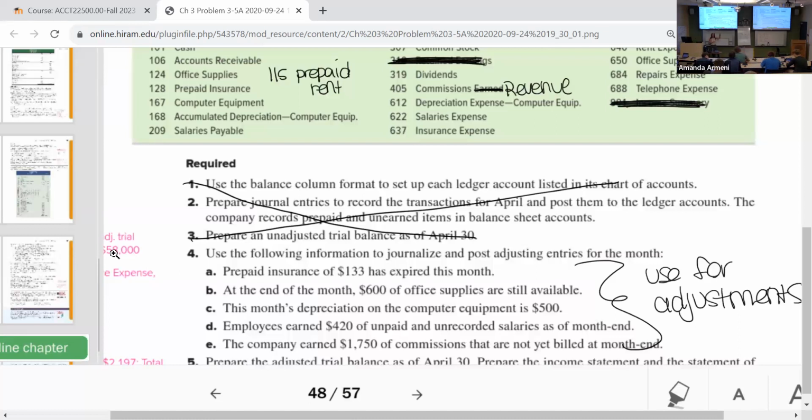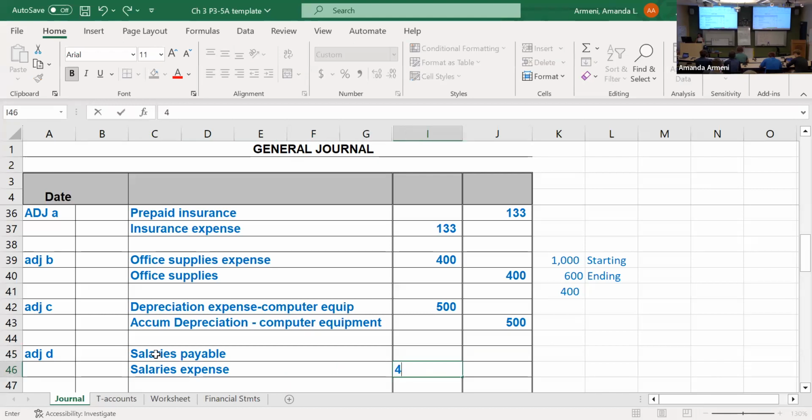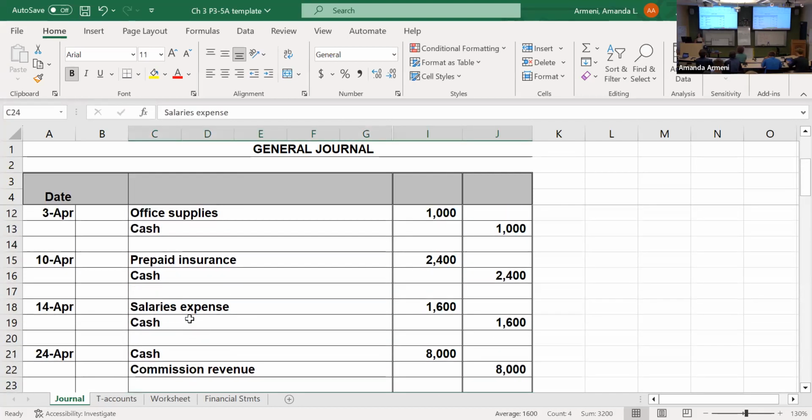And we owe them $420 for that work. So what account names do you think we're going to use for adjustment D? Tyler? Salaries payable. The expense part of it is exactly the same as it was in those other transactions, right? Look, April 28th, debit salaries expense. April 14th, debit salaries expense. So when employees work for you, debit salaries expense, right?